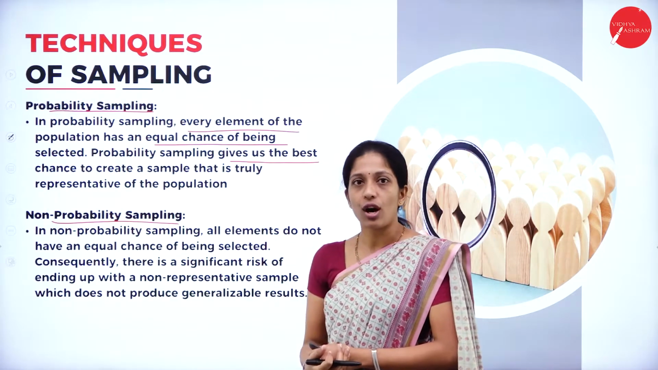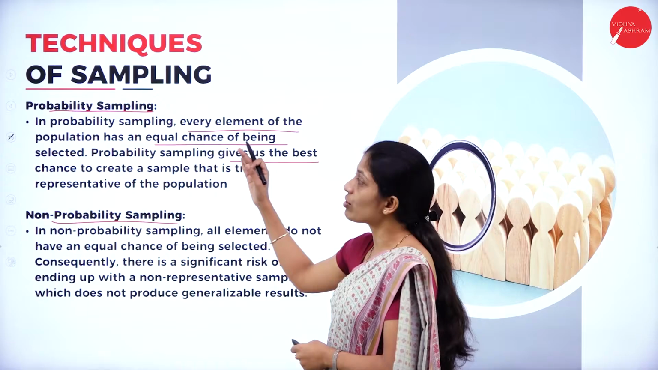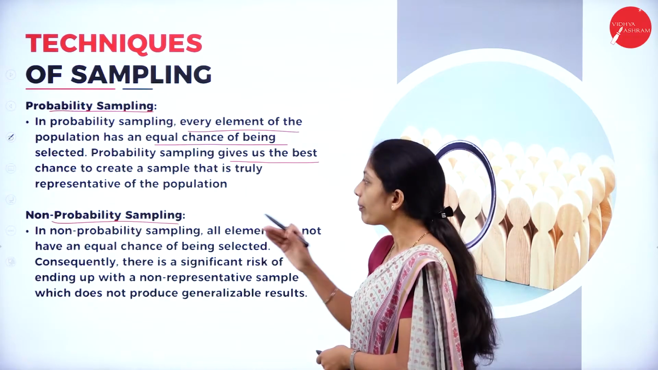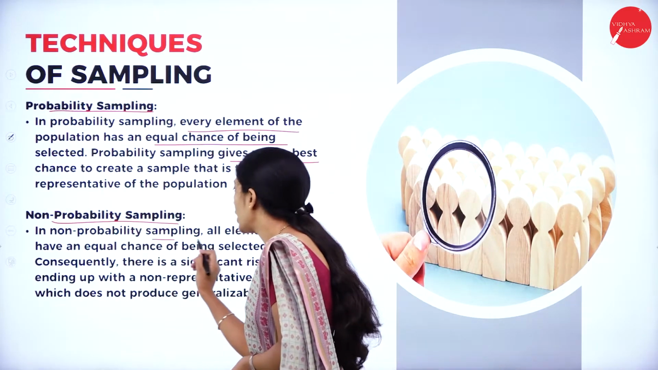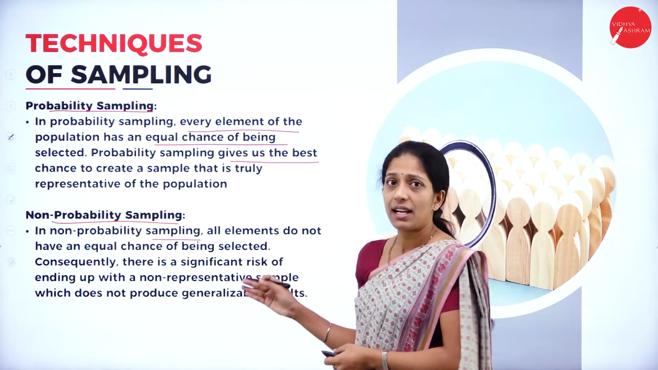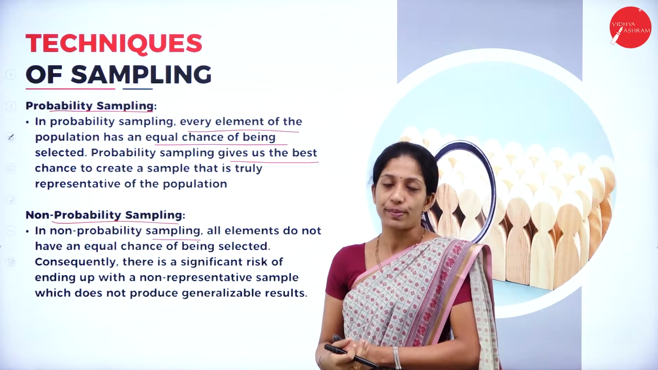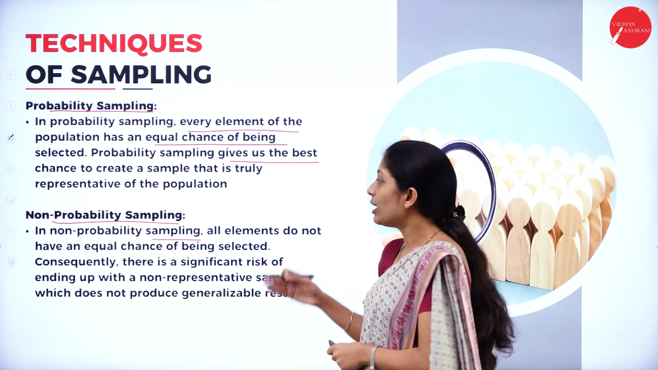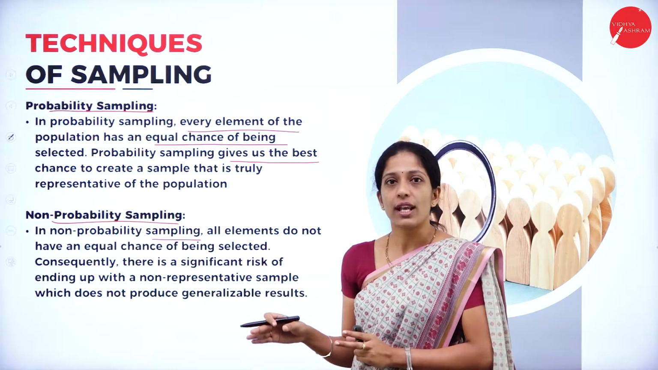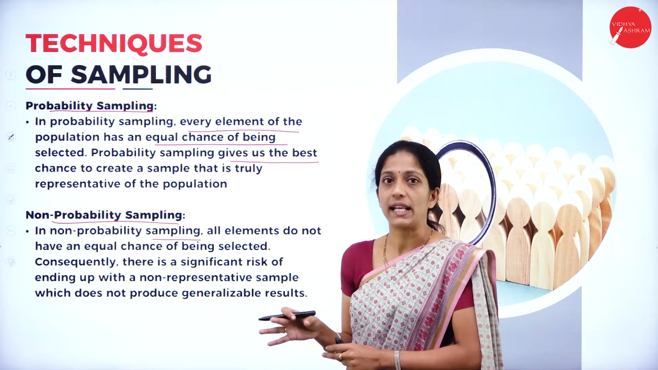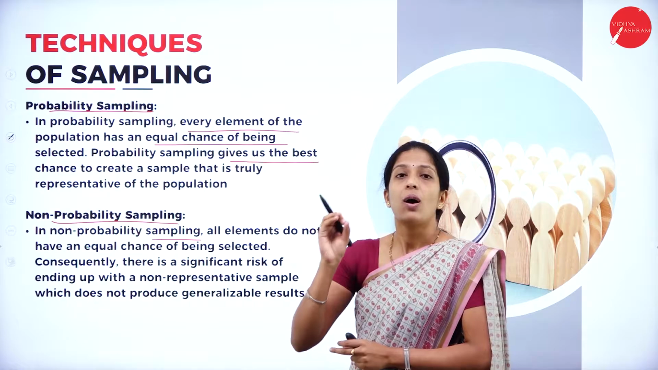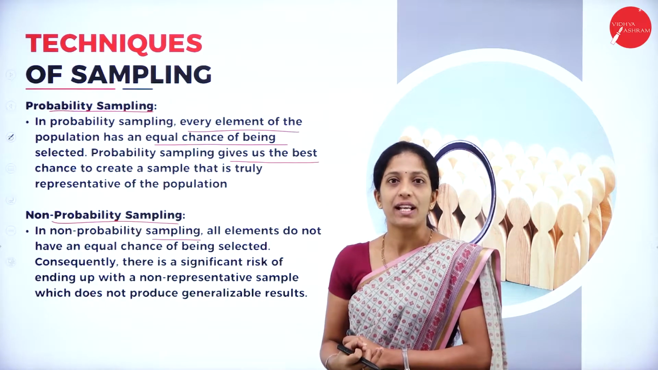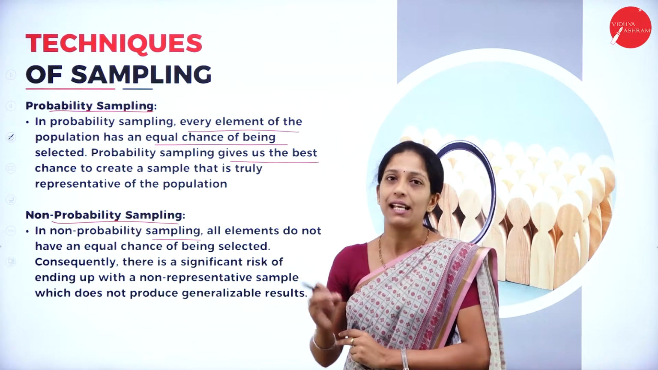Now coming to non-probability sampling, it is opposite to probability sampling. In non-probability sampling, all elements do not have an equal chance to be selected. Here also they take the whole population into consideration, but all the individuals of that population do not have a right to be selected.